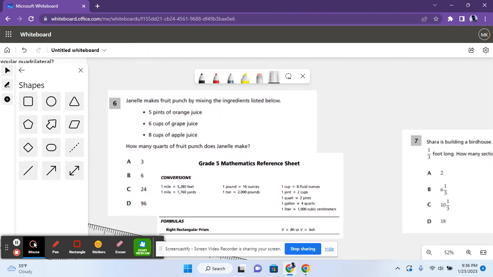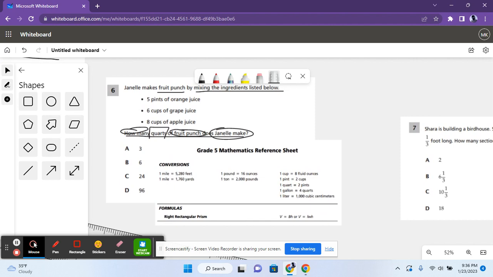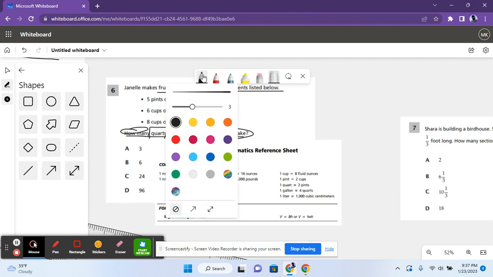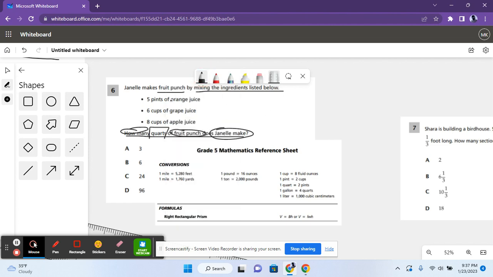For question six, it says Janelle makes fruit punch by mixing the ingredients listed below. How many quarts of fruit punch does Janelle make? So for this problem, we have to use the grade 5 mathematics reference sheet, which you can find at the top of the state exam or near the beginning of the state exam PDF. And you have to use this to find the answer because it says 5 pints plus 6 cups plus 8 cups, which is 5 pints and 14 cups.